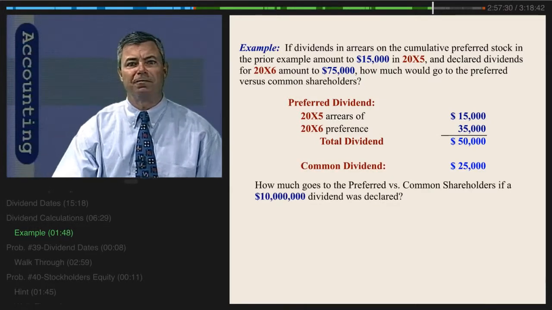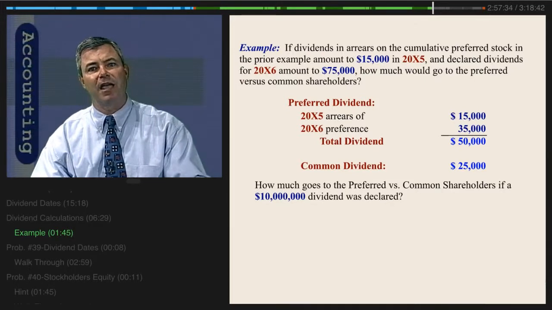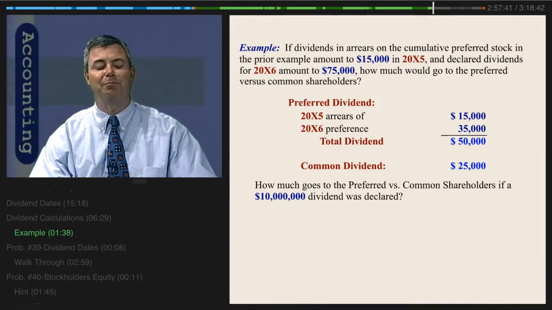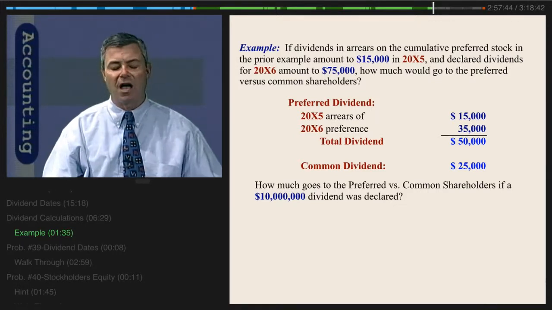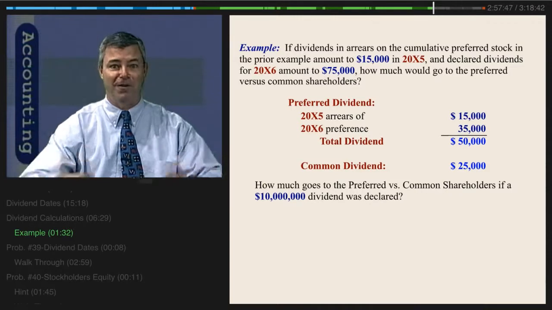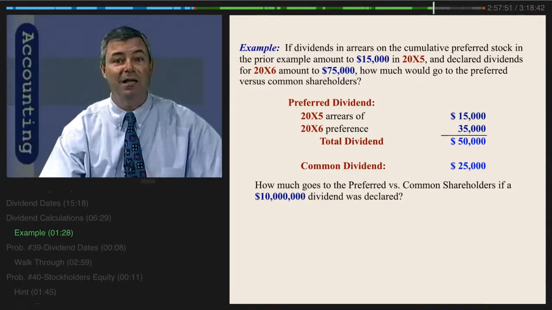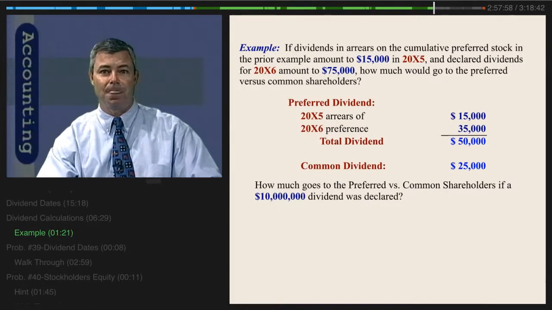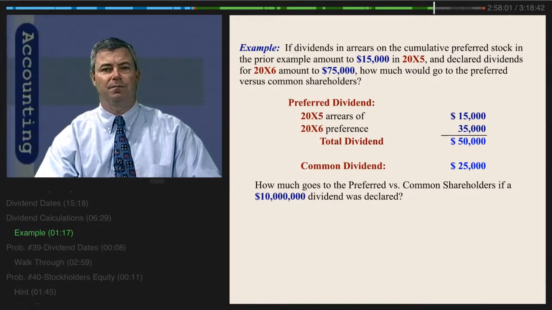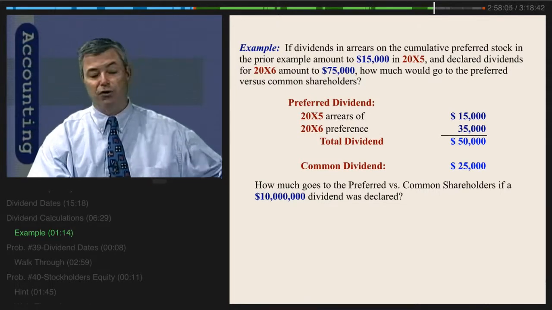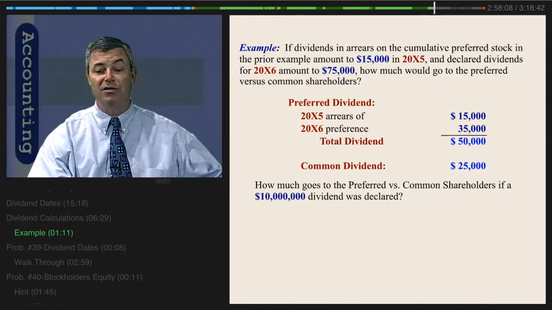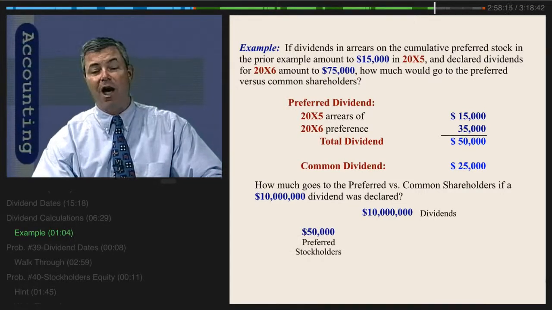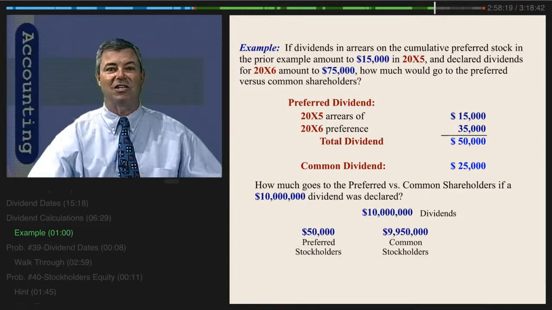How much goes to the preferred shareholders if in fact a $10 million dividend was declared? Holy cow, 10 million, boy, you really upped the numbers here, Norm. Well, let's assume that this company has gotten very, very profitable. Their profit this year is $10 million, and the board of directors meets and declares a dividend for $10 million. How much of that will the preferred shareholders get? Well, are there any arrears? If you assume that there was $15,000 of arrears in the prior year, they'll get that, plus the current year preference of $35,000, so they'll get $50,000. Not much relative to the common shareholders, because the common shareholders get everything that's left over.